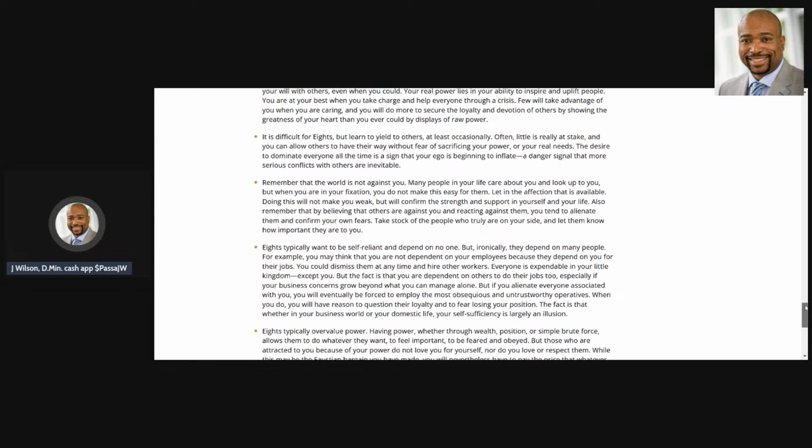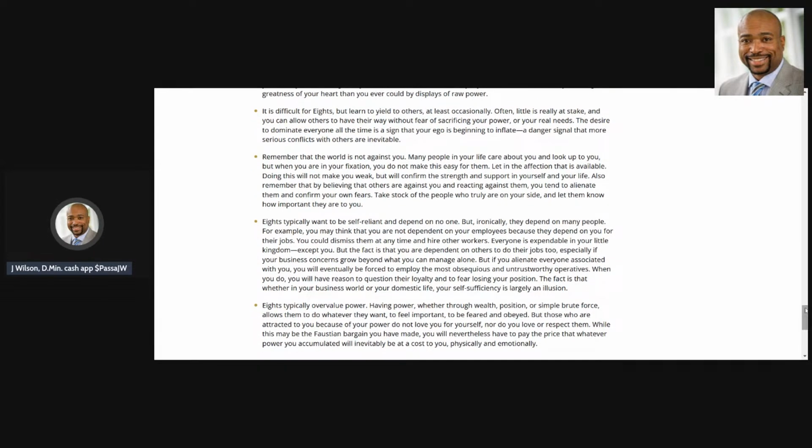It is difficult for 8s, but learn to yield to others at least occasionally. Often little is really at stake, and you can allow others to have their way without fear of sacrificing your power or your real needs. The desire to dominate everyone all the time is a sign that your ego is beginning to inflate, a danger signal that more serious conflict with others is inevitable.